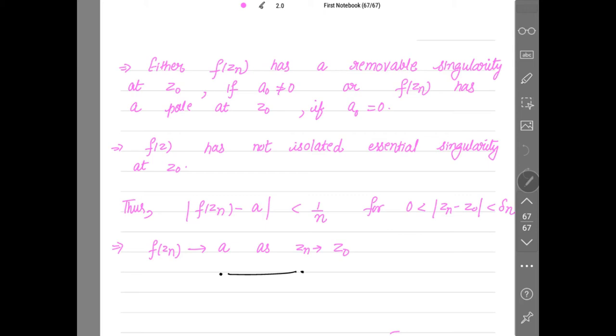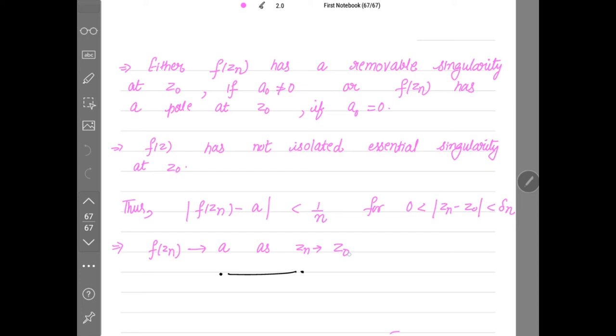Thus, mod of f(z_n) minus a should be strictly less than 1 over n for this disk, which implies f(z_n) is tending to a as z_n is tending to z naught. All right, here ends the proof. Just go through all the steps of the proof. This is very easy, and this theorem is very, very important, right?